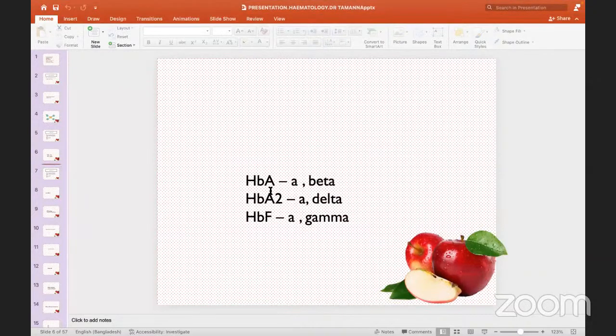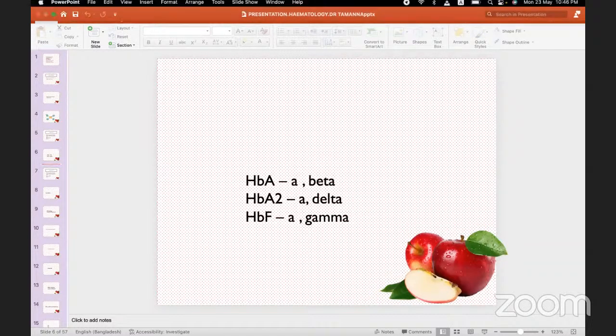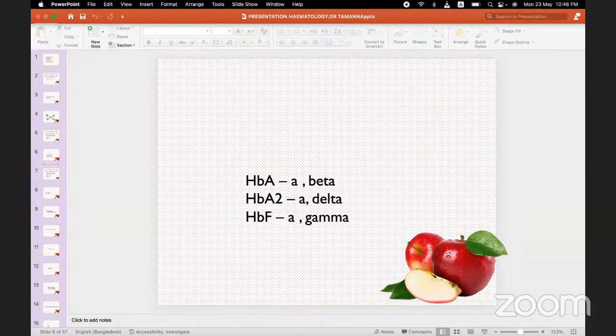This is the main hemoglobin for adult life. A means adult. A2 means minor. It will be a minor amount, alpha 2, delta 2. Hemoglobin F, now this is the fetal hemoglobin, the same fetal hemoglobin present in infants. This is alpha, gamma, 2 alpha, 2 gamma. This is present in fetal life plus infancy.